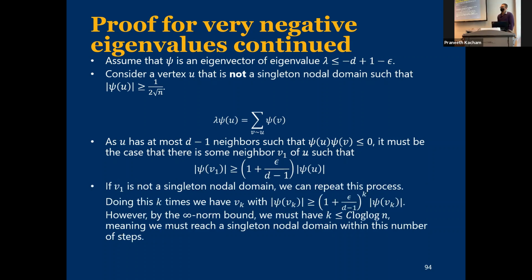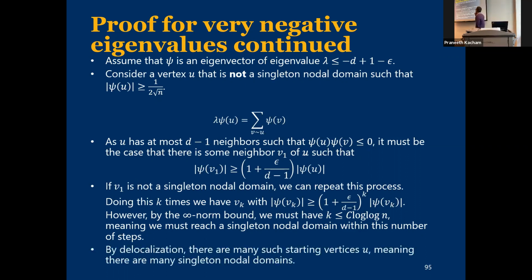Well then, let's iterate this process. If this new vertex that we're at isn't a singleton nodal domain, then we can find an even larger vertex. And we just keep on doing this. And if we have an infinity norm bound, like the one that I just gave you, then we can only iterate this process c times log n times. So sometime in that sequence, we must have reached a singleton nodal domain. Moreover, by the delocalization result, we chose a starting vertex which had a non-negligible amount of mass. So by delocalization, there must be many such vertices that we could have started from. Meaning that in total, many vertices are close to singleton nodal domains.